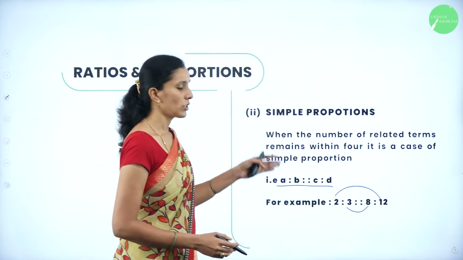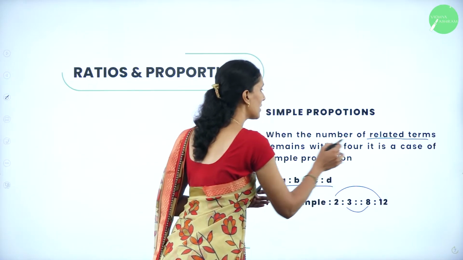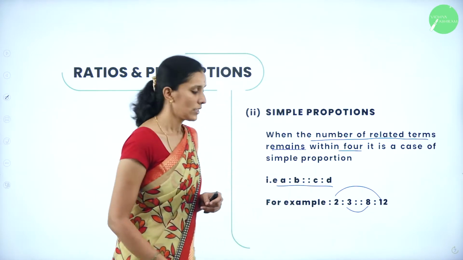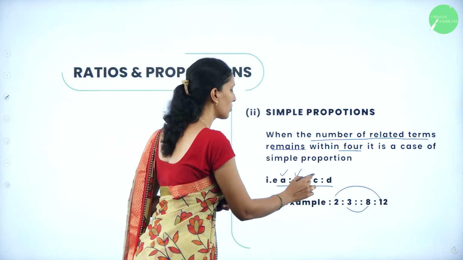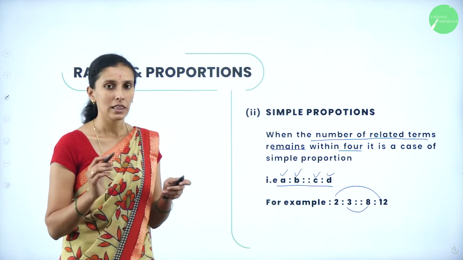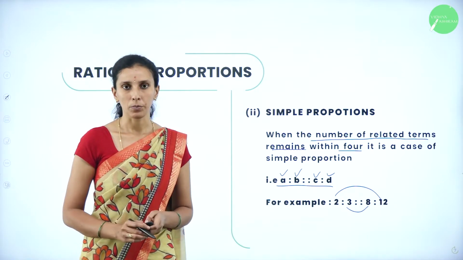And simple proportion means the number of related terms always remains only 4. So you can count the related terms 1, 2, 3, 4. So you have only 4 related terms. Then we call it a simple proportion.